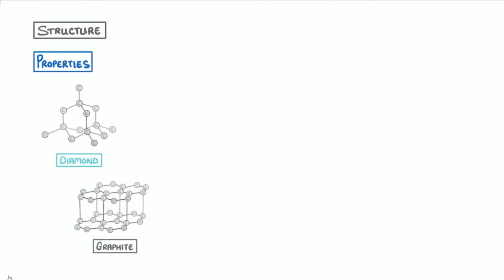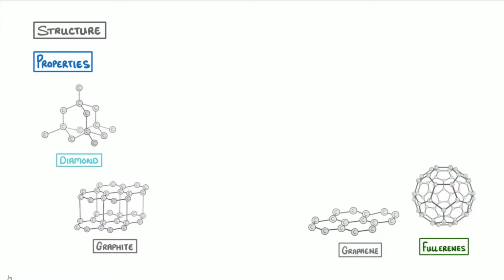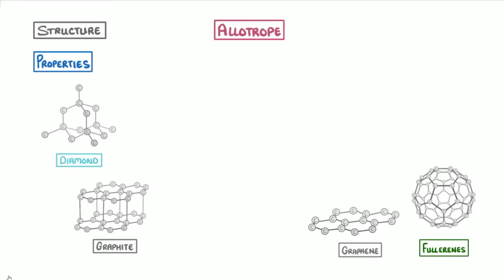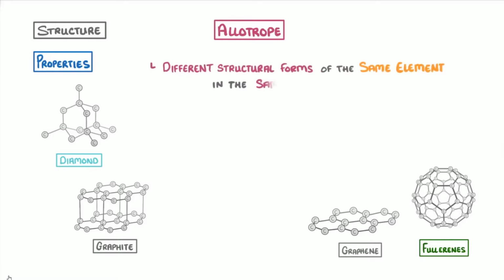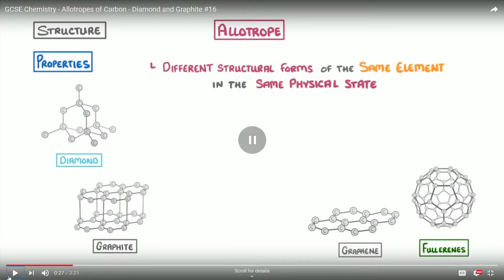In today's video, we're going to learn about the structure and properties of 2 allotropes of carbon, diamond and graphite. And we'll consider the other allotropes, graphene and fullerenes, in the next video. First though, you might be wondering what an allotrope is. Basically, allotropes are different structural forms of the same element in the same physical state.